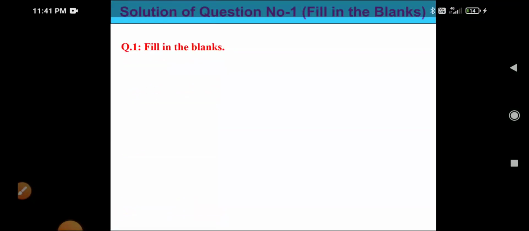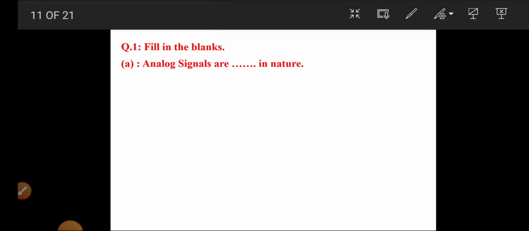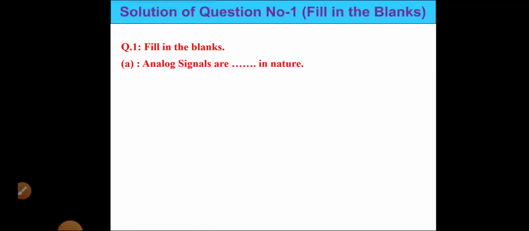Now come to question number 1, fill in the blanks. So first question is, analog signals are dash in nature. So analog signals are continuous in nature.